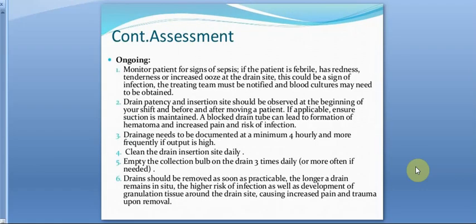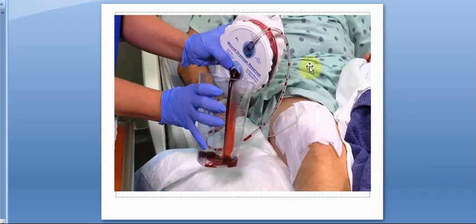Next is always perform the wound dressing in aseptic technique. Then drainage has to be documented. Initially, you can document it every 4 hours, but at least once a day you have to monitor the output, how much is collected in the drainage bag. If there is excess of drainage collection, you have to inform the surgeon. Then clean the drainage site every day. Usually you have to see that the patient is not having any symptoms of infection.